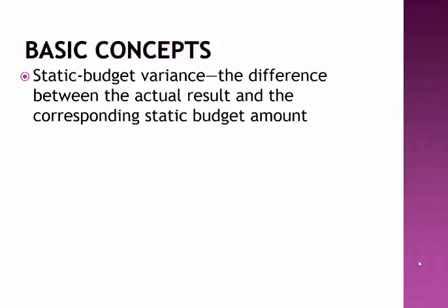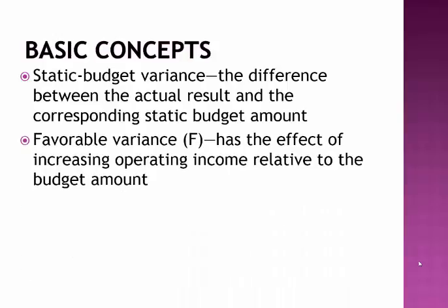The difference between the actual results and the master static budget gives us the static budget variance. This is the macro level. This is the top of the line. We are then going to be able to take the static budget variance and break it down into a multitude of other items. If we have what is called a favorable variance, it has the effect of increasing operating income relative to the budgeted amount.